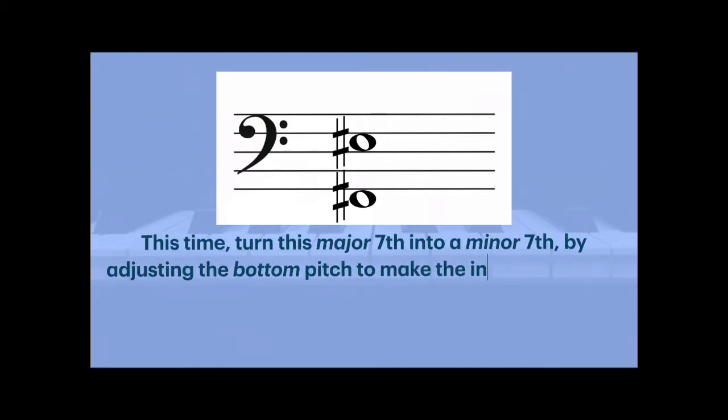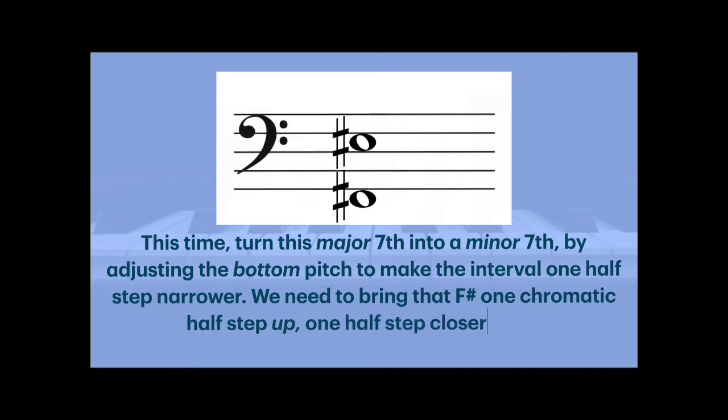This time, turn this major seventh into a minor seventh by adjusting the bottom pitch to make our interval 1/2 step narrower. We need to bring that F sharp 1 chromatic half step up, 1 chromatic half step closer to E sharp. But remember, it still needs to be some kind of an F in order for this to be a seventh. So how can we take that F sharp and raise it by a chromatic half step? We make it an F double sharp. We've made this major seventh into a minor seventh.